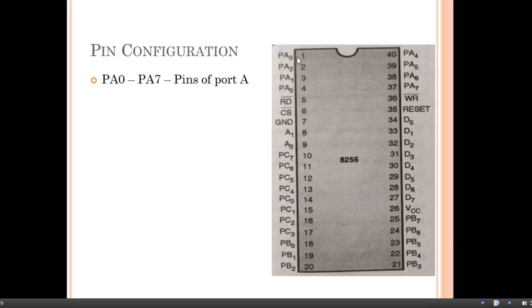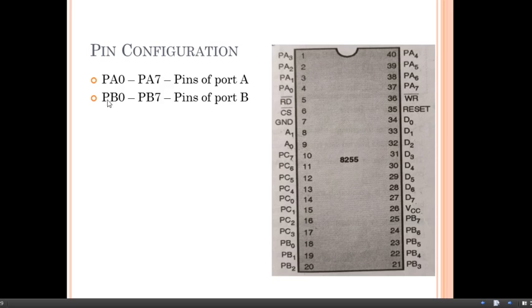PA0 to PA7, that means here PA0 to PA3 and PA4 to PA7. These pins are for port A. These are 8-bit bidirectional input-output pins which are used to send data to peripheral or to read data from peripheral. The contents are transferred to or from port A. So pin number 1 to 4 and 40 to 37, these are port A pins.